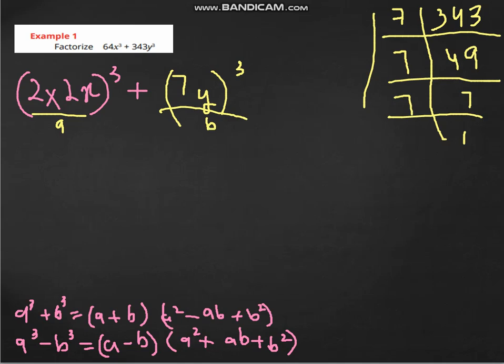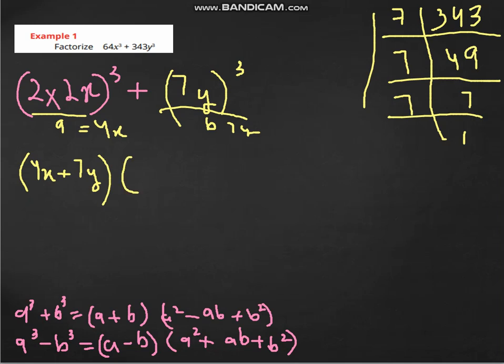Let's do that. a cubed plus b cubed would be a plus b, where a is 4x to be exact, and b will be 7y. So a plus b means 4x plus 7y, and then a squared minus ab plus b squared.